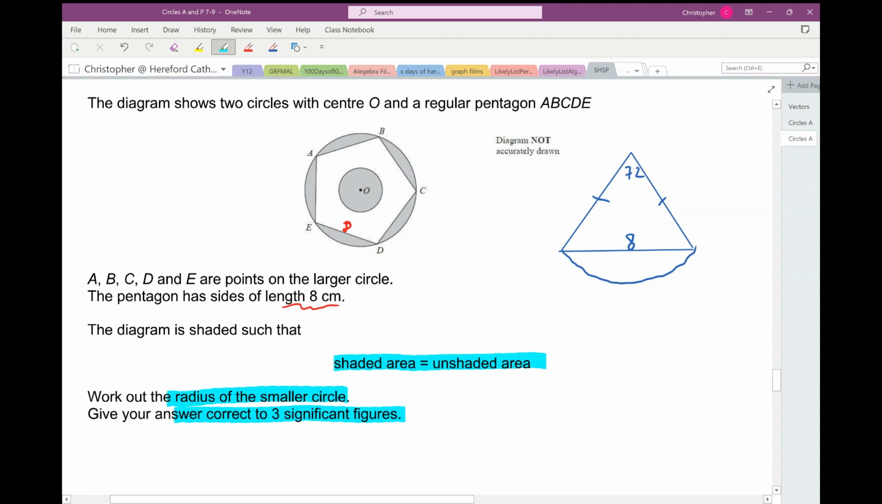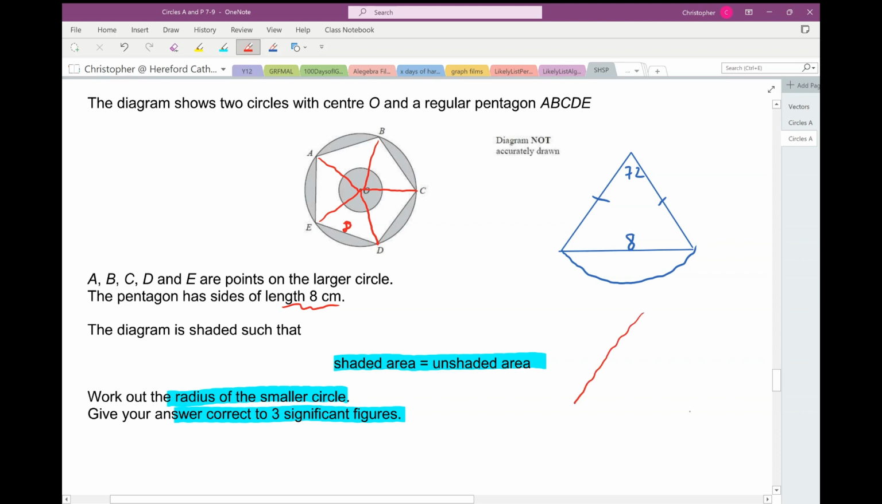Right, well, this is a later question on the exam paper. It's quite involved, so slow and steady wins the race. Right, let's first of all find the areas I can find. Now, I'm able to find the area of the pentagon, because the pentagon is made up of 5 of these isosceles triangles. Okay, so I can find the area of those triangles. In fact, let's draw one of the triangles here.